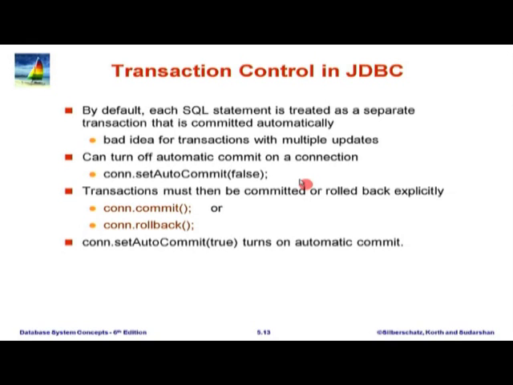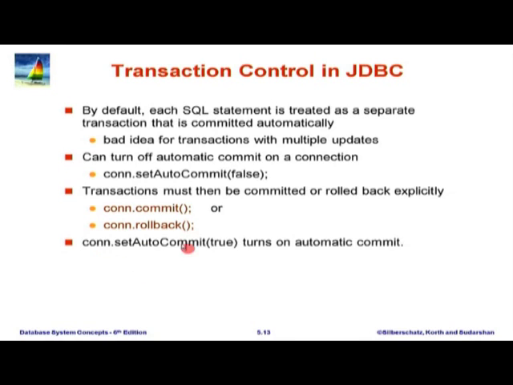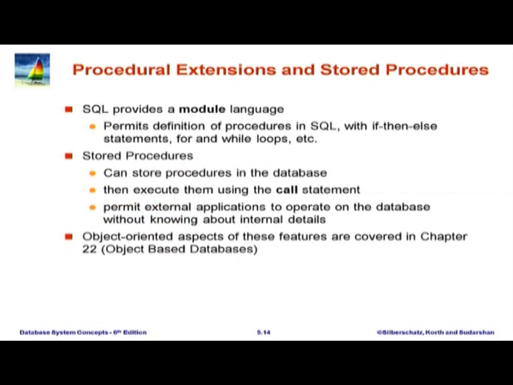And at some point after sending a few of these, I complete my transaction, at which point I must say connection.commit or connection.rollback. And then SQL will make sure that all those intervening statements are either executed completely as one unit, or if I roll back, they're all undone. And the final database state will be consistent with all of these updates. The database cannot reach an intermediate state where the first update has happened, but not the second update. And to wrap it up, connection.setAutoCommit true turns on autocommit again if you want to go back to the default. So that is a quick overview of JDBC.